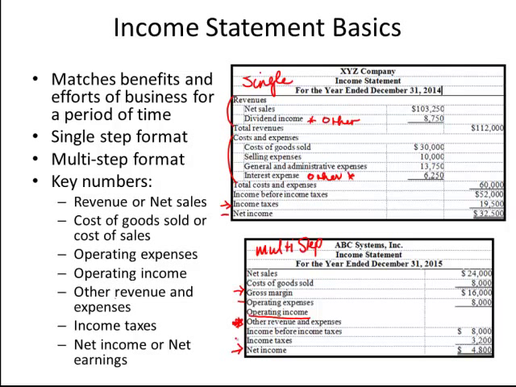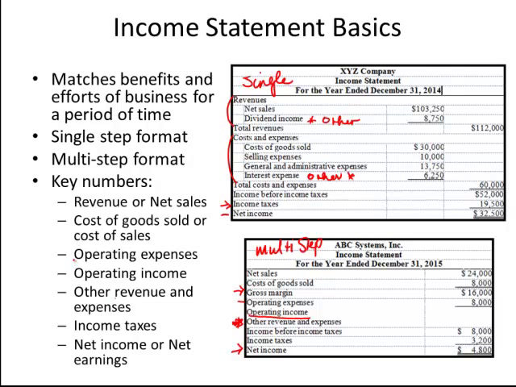So what are the key numbers that we're going to be hunting for in the financial statements to come? We're going to look for revenue or net sales. Net sales means it's the sales less the returns, less any discounts, less any allowances. In other words, it's the true sales amount, the sales that stuck with the customer. We're going to look at cost of goods sold or cost of sales, which are our product or service costs.